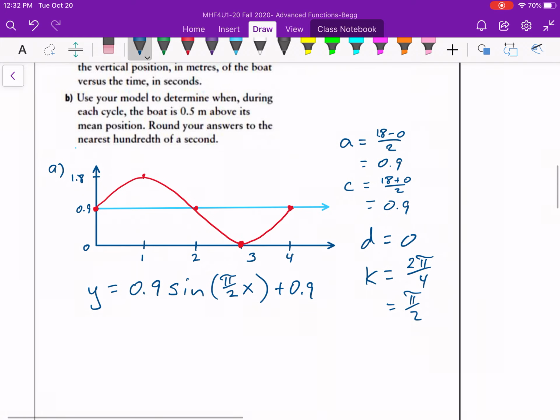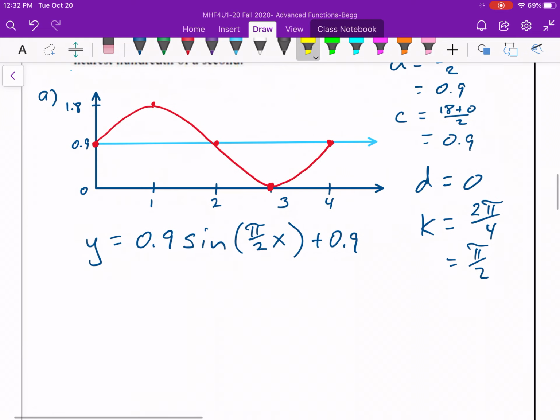Use your model to determine when, during each cycle, the boat is 0.5 meters above its mean position. Round your answers to the nearest hundredth of a second. So here's a picture of 4 seconds, 1 cycle. 0.5 meters above the mean.